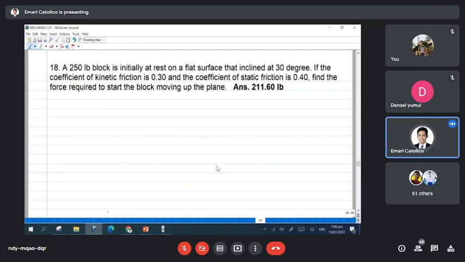So try natin gawa ng illustration. Okay. So, angle natin is 30 degrees. Then, weight natin is 250 pounds. So, kung mapapansin nyo sa problem, dalawa yung given na coefficient. No? So, yung coefficient na gagamitin, nakadepende dun sa required sa problem.